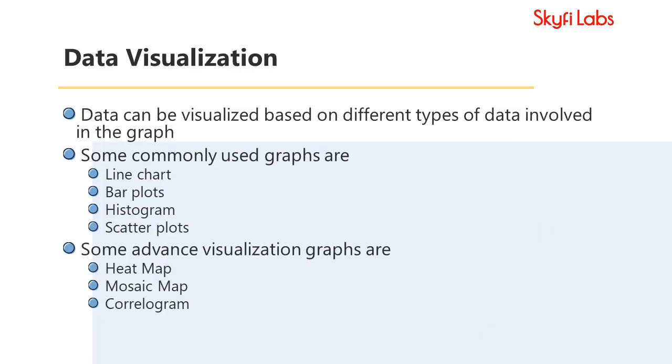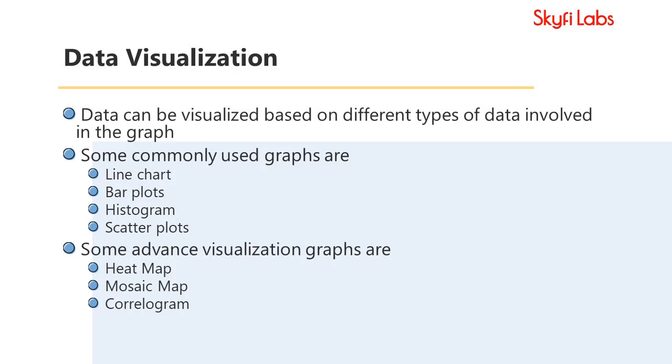Data is generally visualized, based on different types of graphs. Some commonly used graphs are line chart, bar plots, histograms, scatter plots, etc. Whereas, when we go for advanced visualization, we use charts like a heat map, mosaic map, parallelogram, etc.